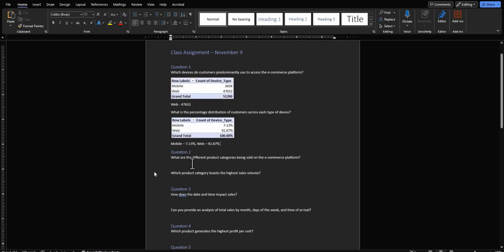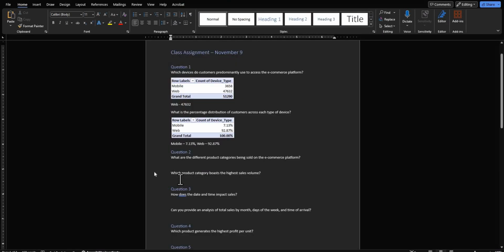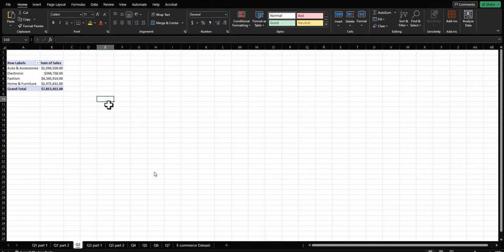Right, that's question 1. Question 2: what are the different product categories being sold on the e-commerce platform? So for question 2, I created a new pivot table and added product category to my rows and added sum of sales to my values. The reason why I added sum of sales is because I also wanted to answer the second part of the question as well: which product category boasts the highest sales volume? So I grab both of those at the same time.